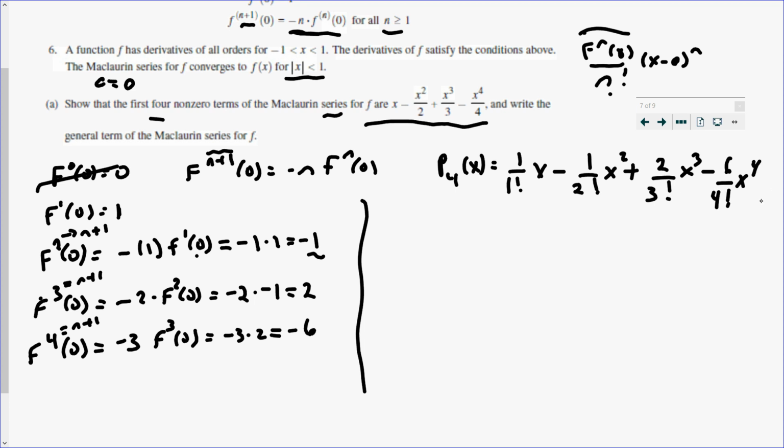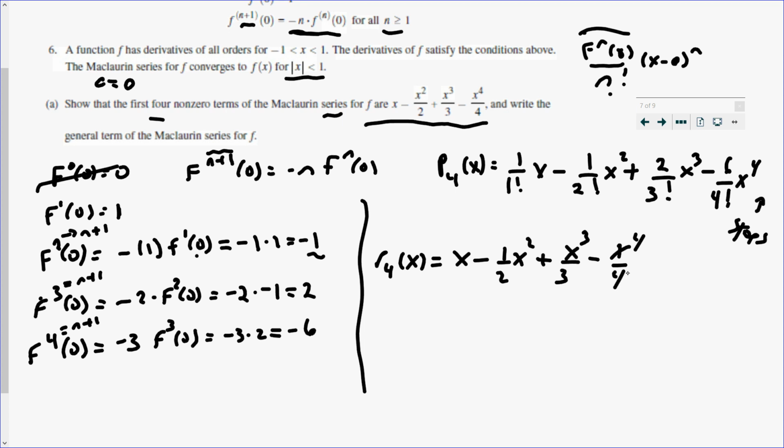Now, this is a polynomial. It stops. Okay, that's a polynomial. So my polynomial would be the following. x minus, if I simplify this, 1/2 x squared. If I simplify 2 over 3 factorial, what's that become? This plus x cubed over 3 minus, and if I do 6 over 4 factorial, that becomes 1, or x to the 4th over 4. So this would be my polynomial. As a series, this would be my polynomial.